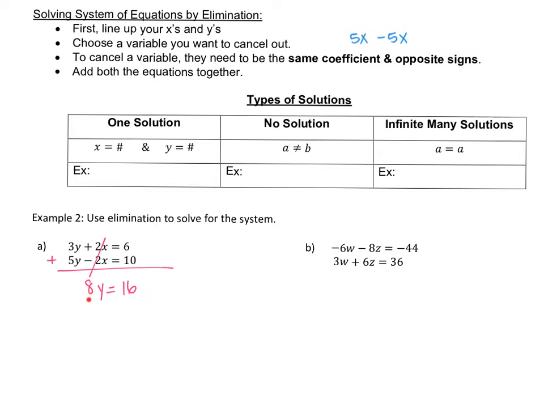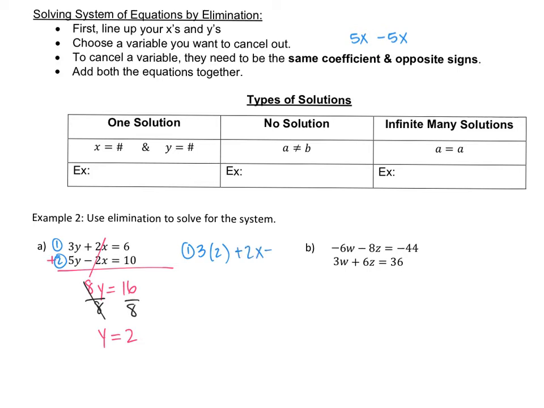Notice that elimination allows me to cancel out one of the variables if they have the same coefficient and opposite signs, and lets me have only one variable so I can easily solve. So I divide by 8, and y is equal to 16 divided by 8, which is 2. Now that I have y, I can choose one of these equations to use. Let's call this one 1 and this one 2. I'll just plug it into the first one. It really doesn't matter. In my first equation, 3y, I know y is 2, because I've solved that.